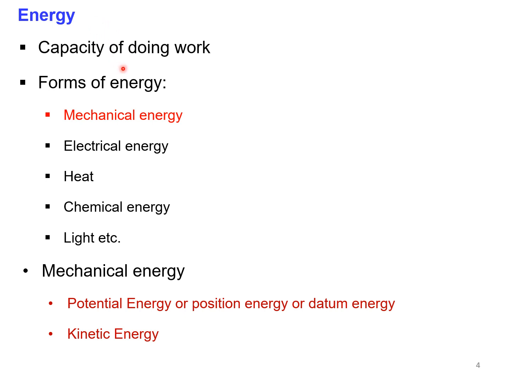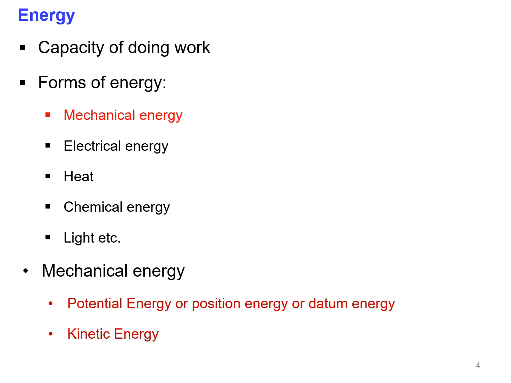Now coming to energy, we can define energy as the capacity of the body to do some work. We have different forms of energy like mechanical energy, electrical energy, heat energy, chemical energy, light energy, etc. But now we are going to focus on mechanical energy, which again has two forms. One is potential energy, which is also called position energy or datum energy. The second form of mechanical energy is kinetic energy. Now we are going to see about these types of energies one by one.